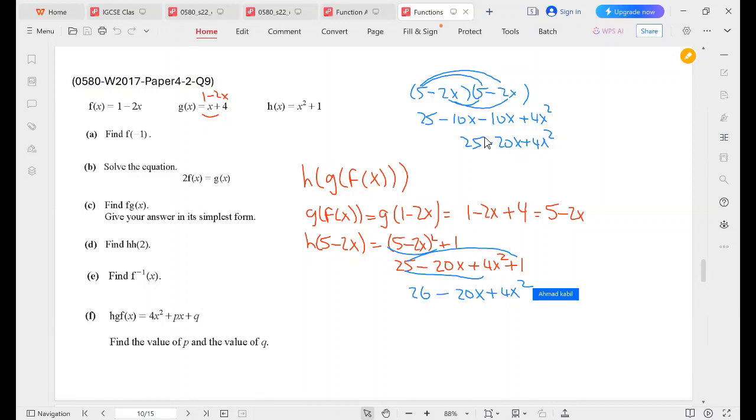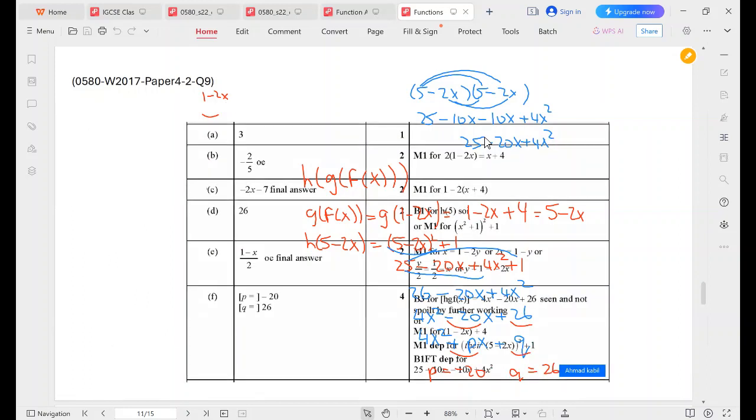Let's rearrange this from high power to low power. So we have 4x squared minus 20x plus 26. And they told us that the answer is 4x squared plus px plus q. Therefore, the value of p is negative 20, and the value of q is positive 26. And these are the correct answers as well.